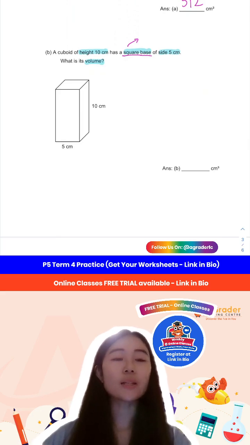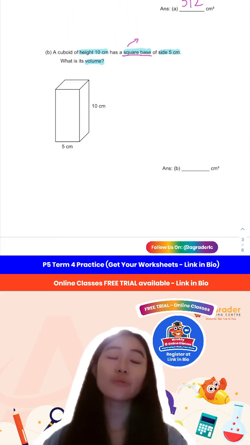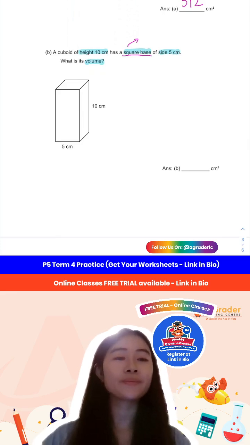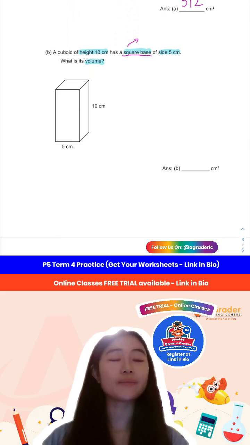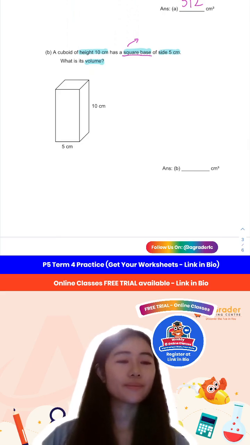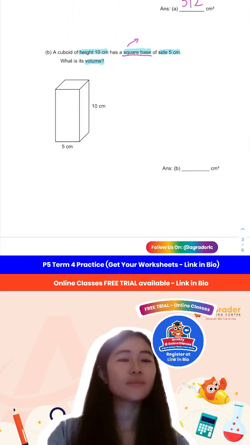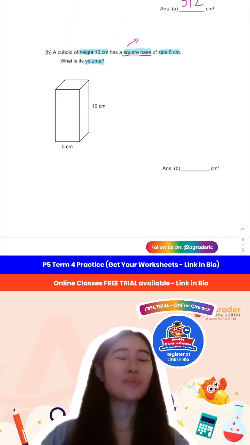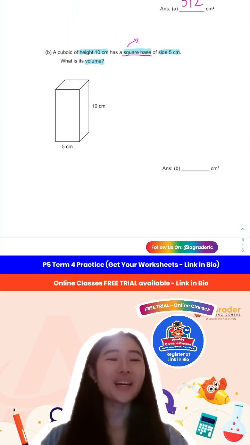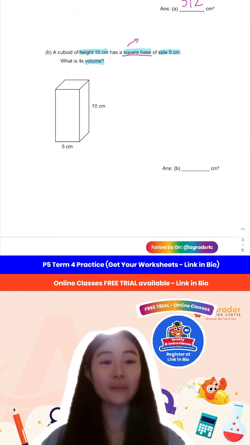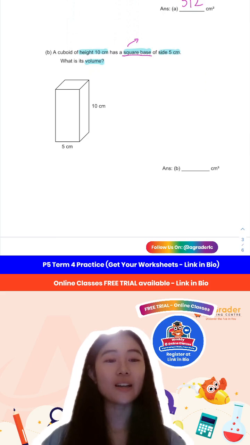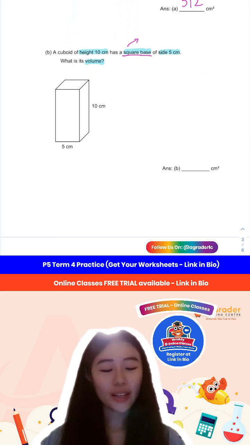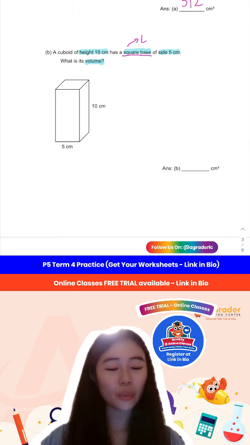Okay, but what does the word base mean? What does base refer to? Anyone can explain what does base mean? Oh, base means the bottom. Okay, yeah. More specifically, base refers to the length and the breadth. So base means that the length and the breadth are equal.